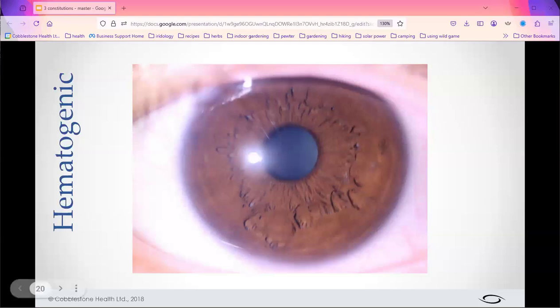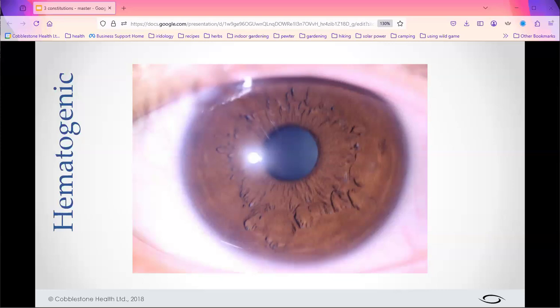So this is your quintessential hematogenic iris. And so with this, we're thinking things like spleen, liver, heart and circulation, tendency towards varicose veins. These people tend to be a little more on the alkaline side, which can be a problem because it means they might not have enough acid to get their minerals.